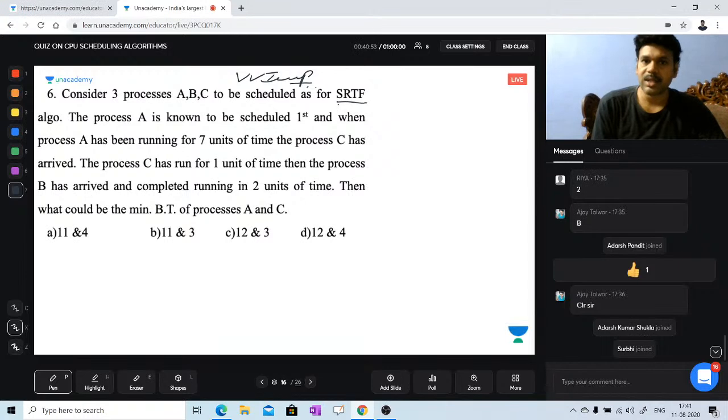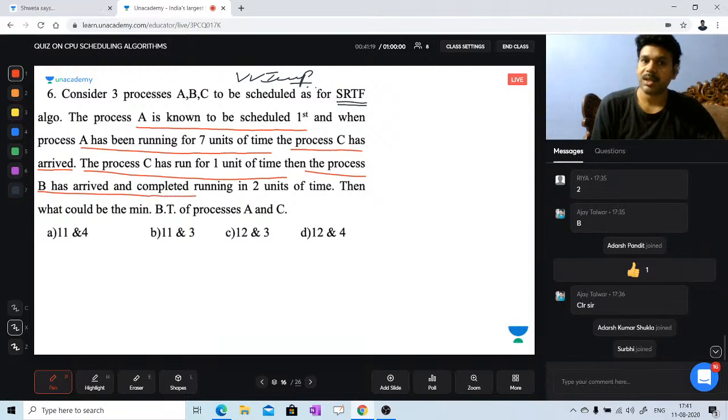So they are running the SRTF algorithm. This is the first point. So A is going to be scheduled first and A runs for 7 units of time. Then process C preempts A and executes 1 unit of time. Then process B preempts C and executes 2 units of time. Please understand: B preempted A and C preempted B. Still, they have not yet completed.